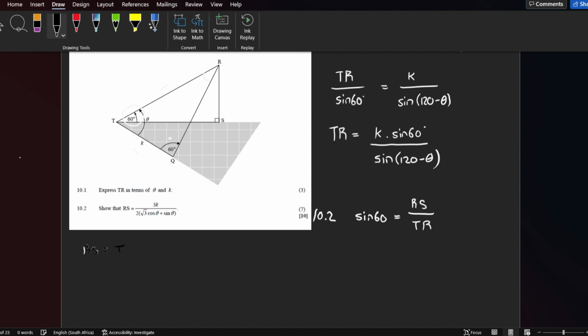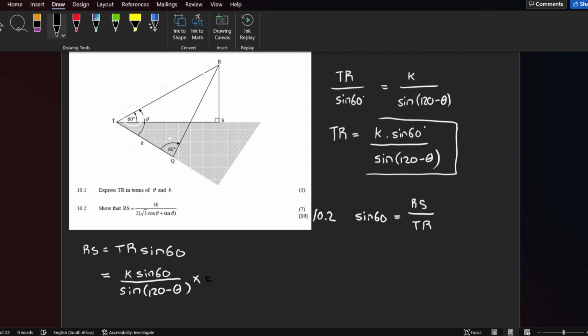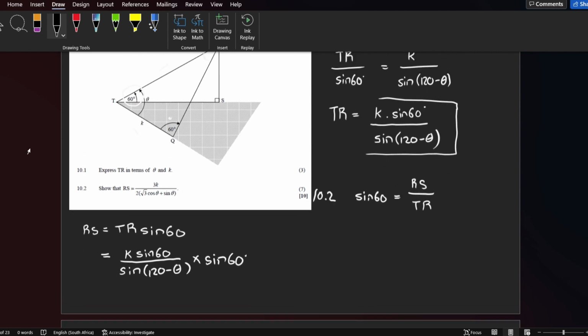Therefore, if we rearrange that formula to get RS as the subject of the formula, we get RS equals TR sine 60. Then we can substitute this expression for TR that we just solved for previously. So we now have K sine 60 divided by sine 120 minus theta, multiplied by sine 60 once again. Now we have to simplify this to make it look like this here.